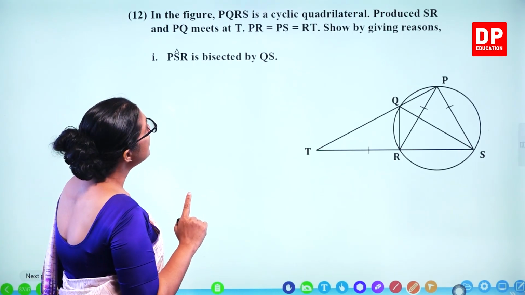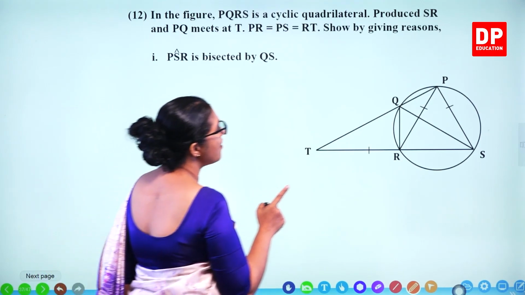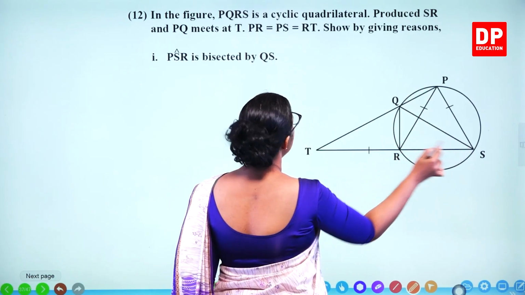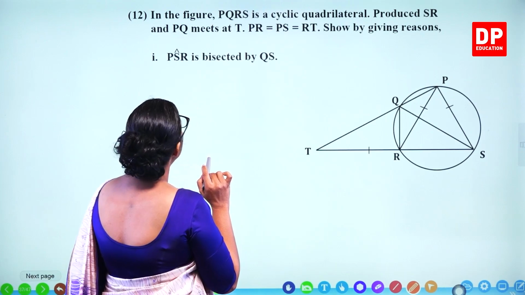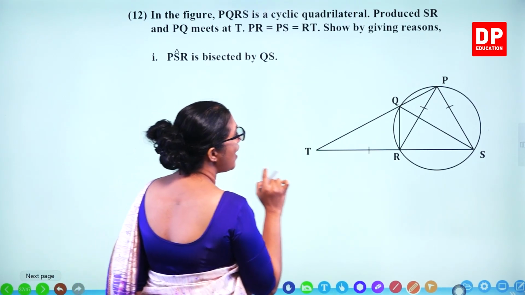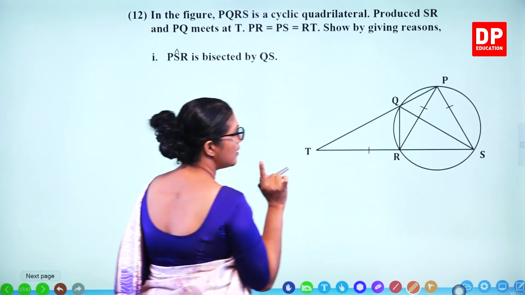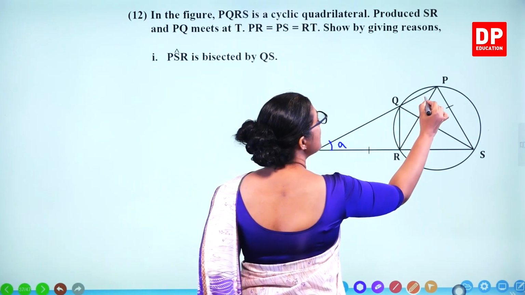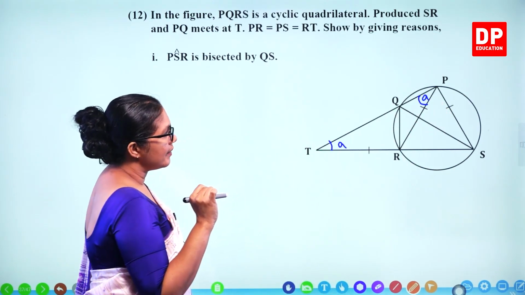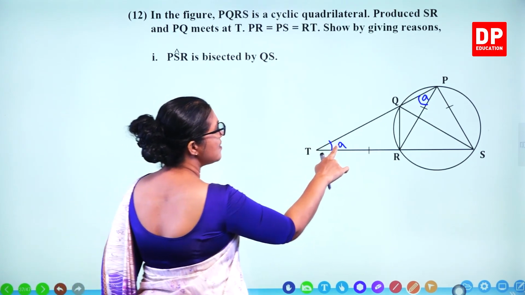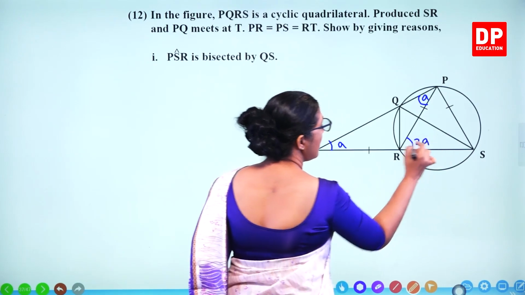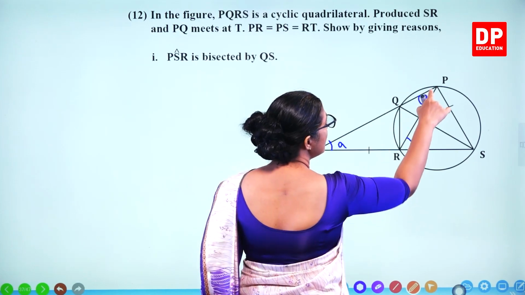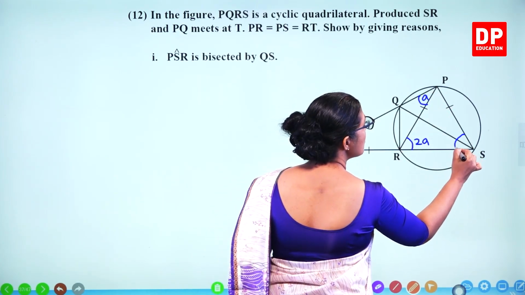We have to mark all the given information. PR is equal to PS, that's equal to RT, already marked. So angle PSR is bisected by QS, so that means these two angles are equal. We'll take this one as A. This length is equal to this length, that means this is also A, isosceles triangle. Then if this is A, this becomes 2A. Exterior angle is equal to the sum of opposite interior angles. This side is equal to this side, so this is also 2A.